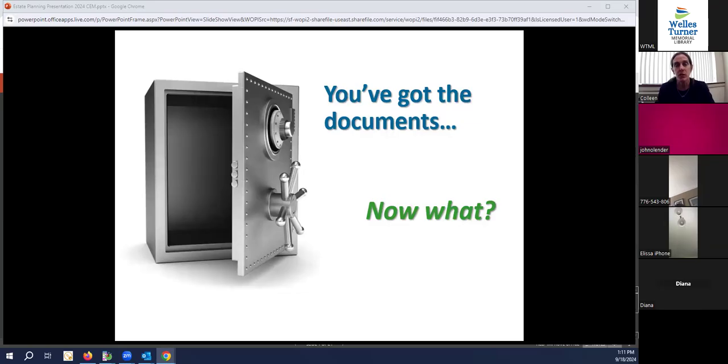So we've advised people to be very careful about safe deposit boxes and make sure that someone knows how to get access if they need to.